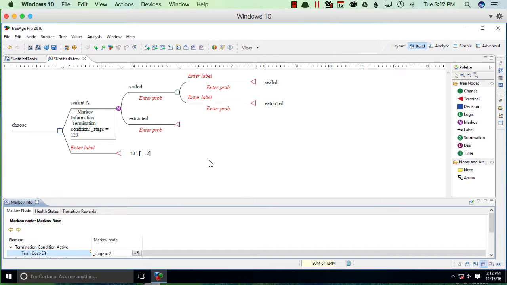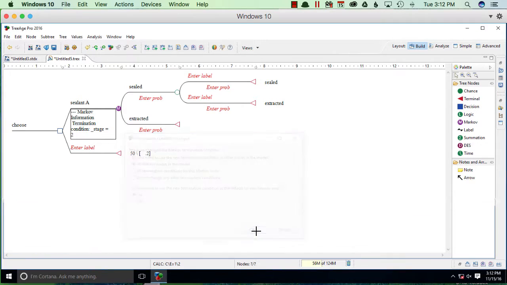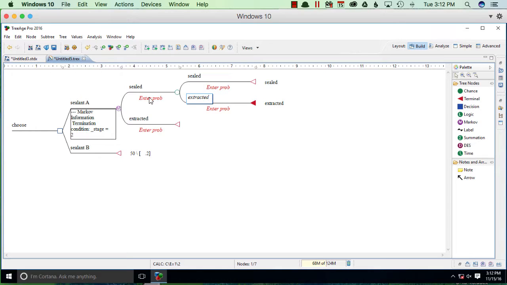You can see that stage is the number of years or the number of cycles that it runs the model for. TreeAge defaults to 120 stages. I'm going to change that to 2. So 2 stages, it's just going to run it for cycles 0, 1, and 2 of the model. So just like how I show you in my other video by hand.